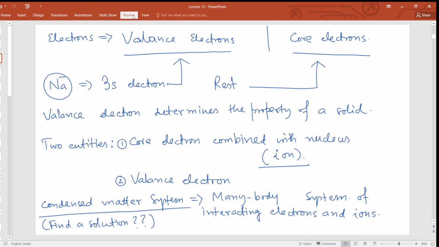When we are talking about electrons, there are two types of electrons in a material, or let's say in an atom. One is called valence electron and the other is core electron. So let's say if we take the example of sodium, then we know sodium has a 3s electron. This is the electron which is present in the valence shell, that means in the last orbit. So this is called the valence electron.